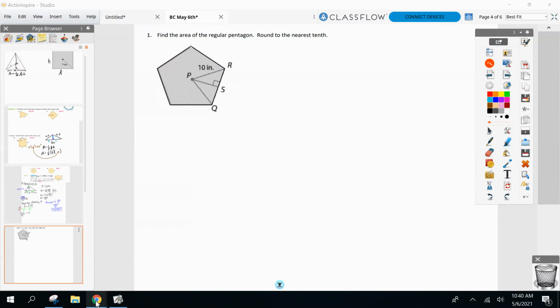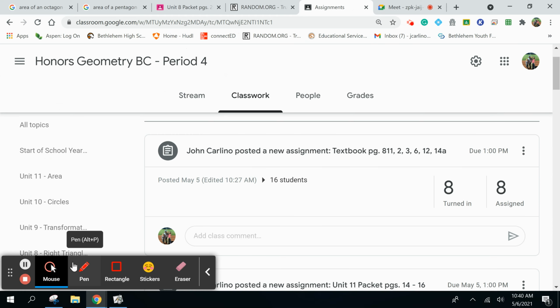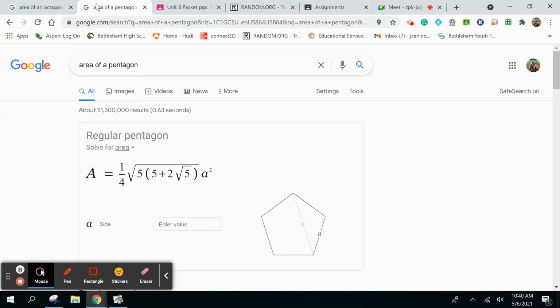All right, well, first of all, if anybody's interested, and this is why I have you do the triangle method, there's your formula for a pentagon: 1/4 the square root of 5 times 5 plus 2 radical 5 times a squared. And that's only if you know the side length. So if anybody wants to use that, feel free.